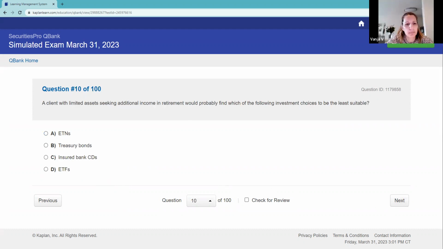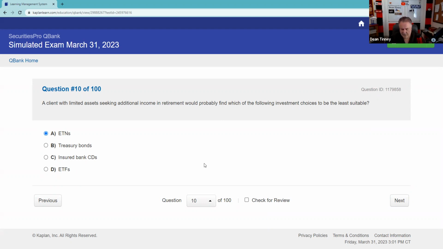A client with limited assets seeking additional income in retirement would probably find which of the following investment choices to be the least suitable? So he wants income. Insured bank CDs are good. Treasury bonds, sure, income will pay at the time of maturity. ETFs follow the market in a sense. I believe ETNs would not be a correct choice. The ETNs follow the market too, but there's no real assets there. It's a dead end. Right.